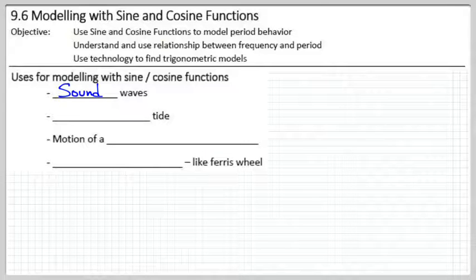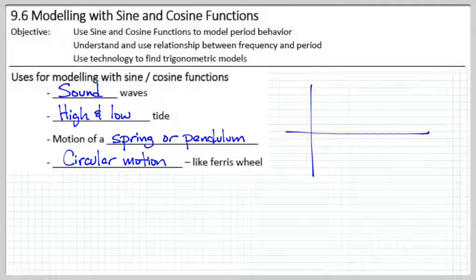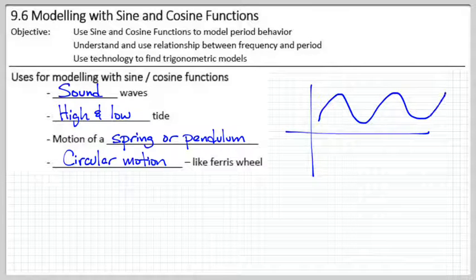The way sound waves travel in the air, the way water rises and falls in the ocean, the high and low tide, the motion of a pendulum or a spring, a Ferris wheel going around in a circle, circular motion. All of these can be modeled with a sine or cosine function. So today we're going to look at a graph of some data, and we're going to figure out what equation matches that waveform.